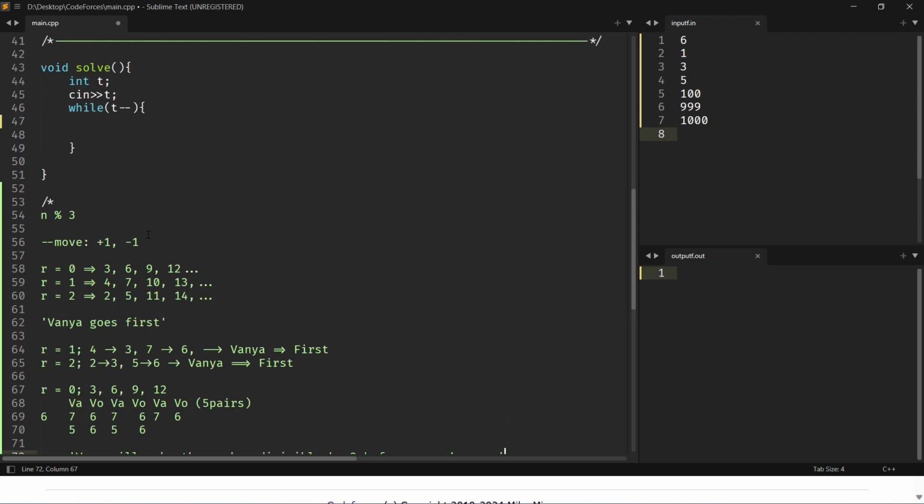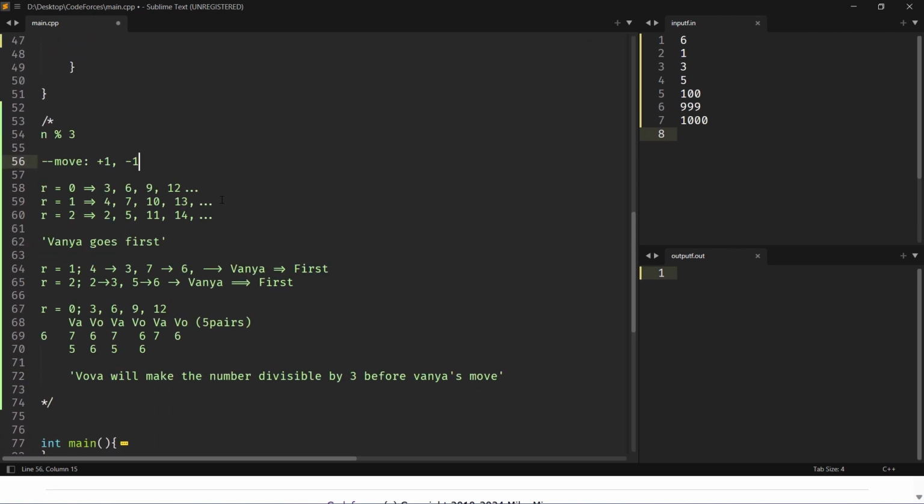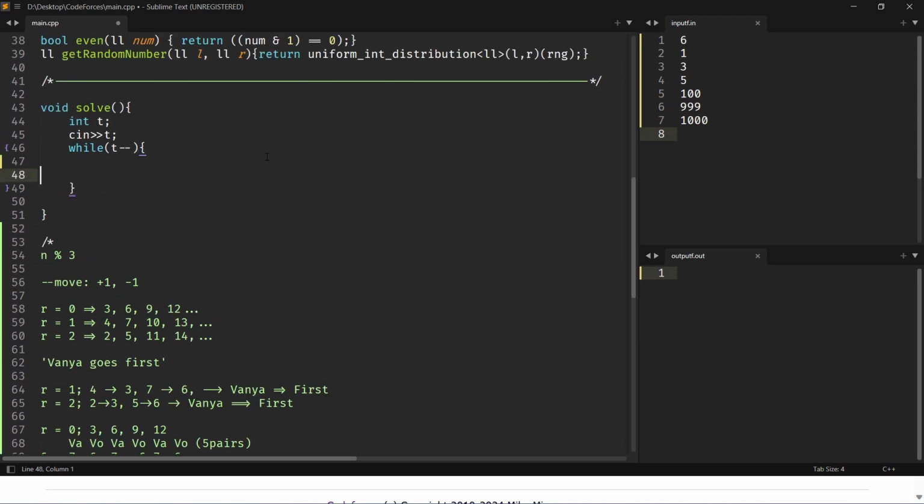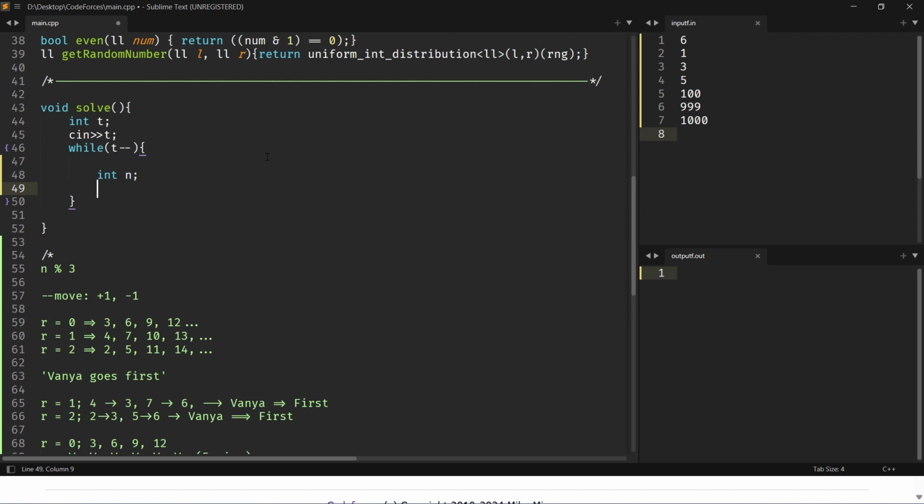So basically, our algorithm is very simple. If the current number leaves a remainder 1 or 2 when divided by 3, then Vanya wins. Otherwise, Vova wins. So I don't think I even need to read the pseudo code. The pseudo code is the answer itself. So I'll just code it up quickly.